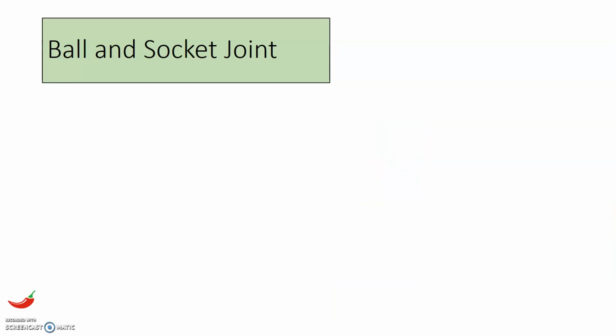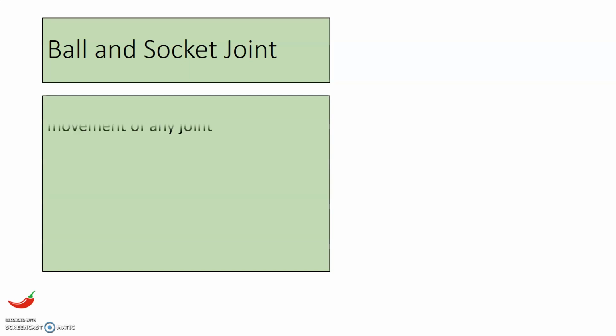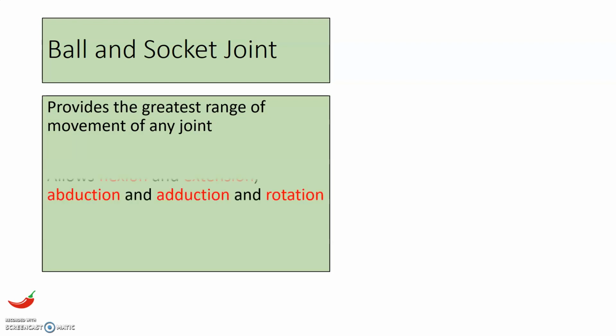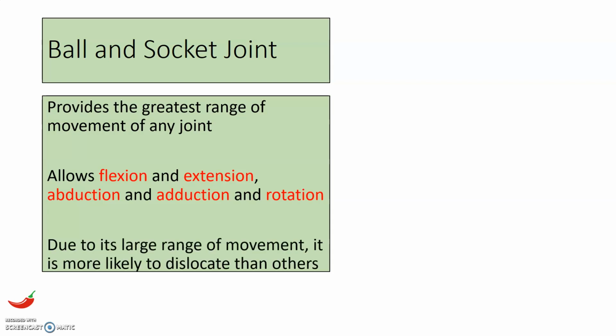Alright, so let's look at the next joint type that you need to know for the syllabus, and this is the ball and socket joint. This type of joint provides the greatest range of movement at any joint within the body. So that's one of the key things you need to be aware of. They provide us with examples of flexion, extension, abduction, adduction, and rotation. So there's loads that they provide in regards to the range of movement at this specific joint.